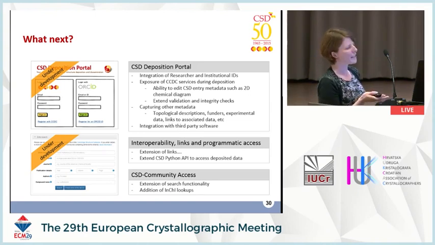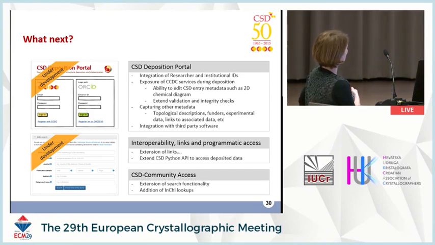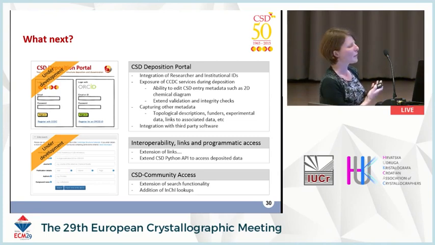We're also looking to extend the data available to the wider community. So we've got a free service on our website where people can access crystal structure data, and we're extending the search functionality, including the addition of InChIs into this. And we're trying to make the data more accessible to a broader audience, so present it in a way that non-crystallographers could understand.